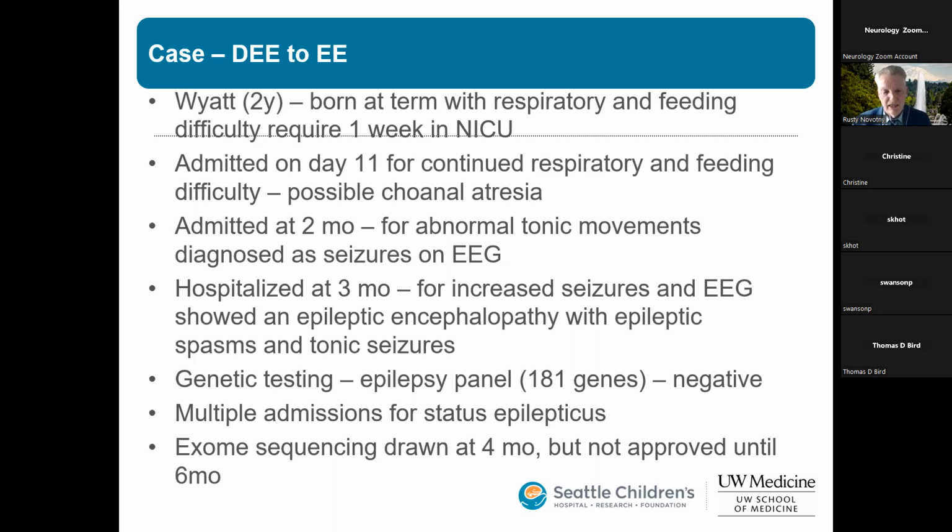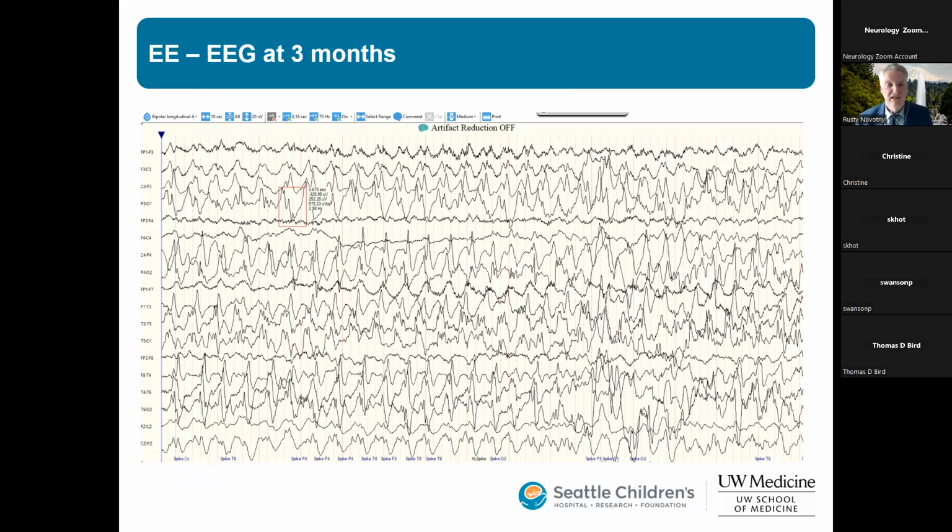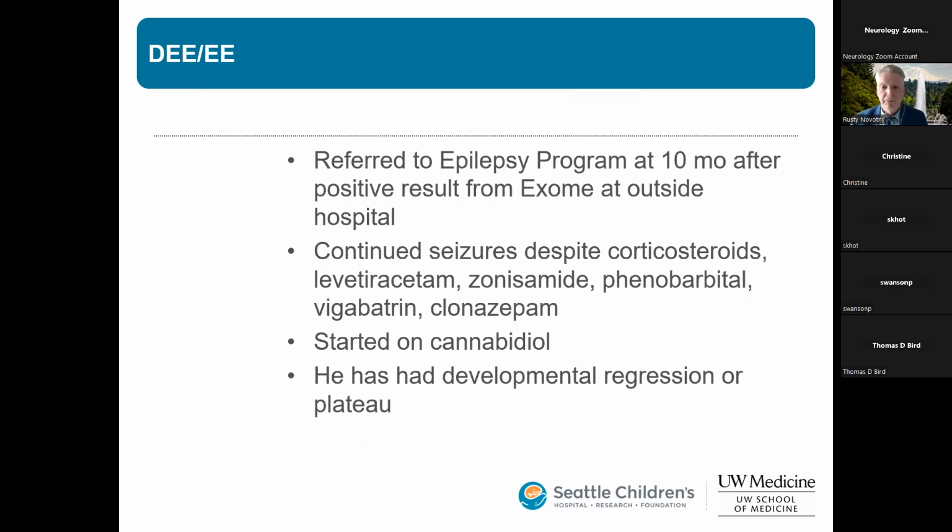He had an epilepsy genetic panel of 181 genes that was non-diagnostic, and he continued to have multiple admissions for status epilepticus. An exome was sent at 4 months of age, but it took a couple of months to get it approved before it was actually done. And then this is his EEG at 3 months, where he had almost continuous ictal and interictal discharges, sometimes referred to as the ictal-interictal continuum. Again, this occurred at a time where he had plateaued or had regression of his milestones. And again, he was referred to our epilepsy program at 10 months of age.